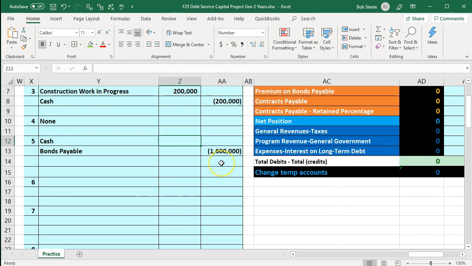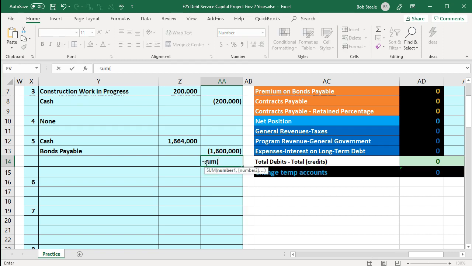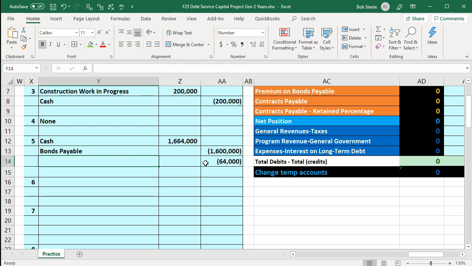We got this plus 4%, or I'm going to do this with a formula, negative of this times 100% plus 4%, 1.04. That's 104%. And that gives us the 1,006,664. And then the difference is going to be the premium over and above. That's going to be our plug formula. The cash we got over the face amount of the bond is what we need in AA14, negative sum of these items. The plug formula, that's going to give us the 64,000.